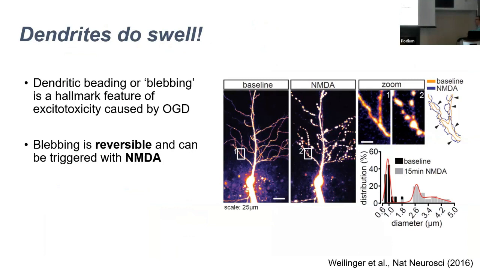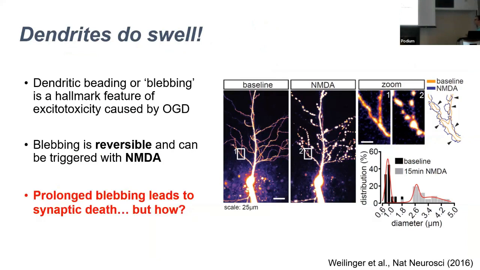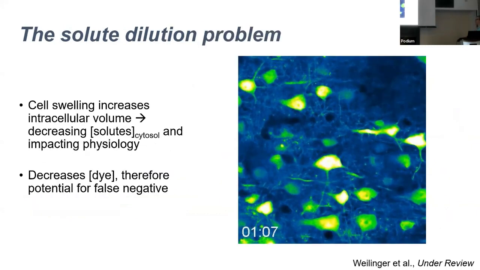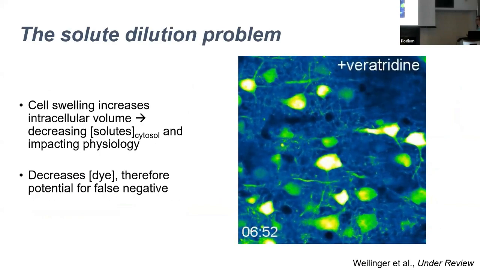And so this dendritic blebbing is a reversible process. It happens during excitotoxic insults like ischemia, or you can trigger it directly with NMDA, like I'm showing here. And this prolonged blebbing leads to synaptic death also. So it's important when we think about models of stroke, or actually in the clinic of stroke, and when you have persistent swelling, that these persistently swollen neurons, obviously it can't be good for them, right? And so understanding the ionic basis of how this occurs was of interest.